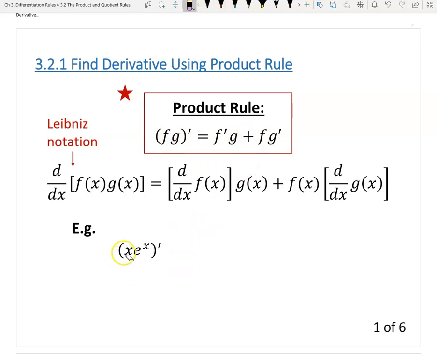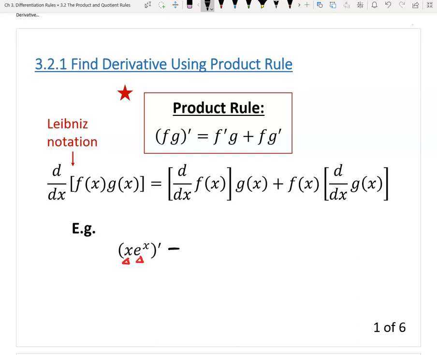Now I'm going to look at this simple example. This example is exactly a product. The first function is x, the second function is e raised to the x power. Now we have a product and we need to find the derivative. How to do it? You can see here this is f, the first function, and here is g, the second function. Now we can just use the formula. How can we use the formula?